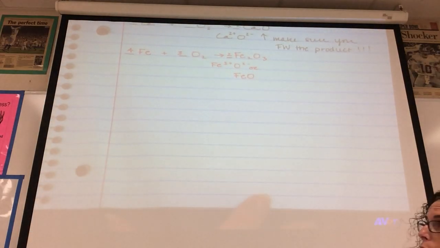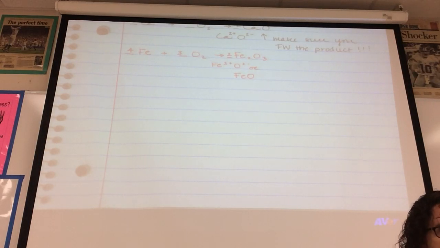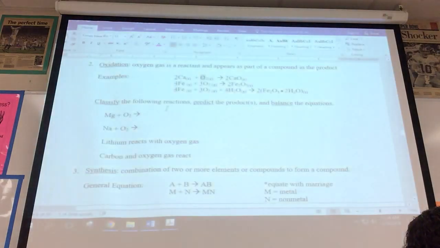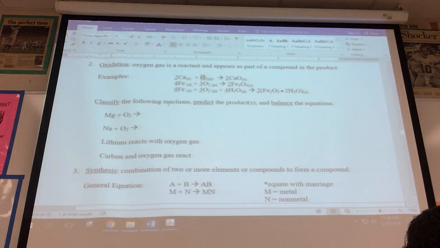Make sure you formulate the products in oxidation reactions. Most of these that you're likely to see will involve a metal and oxygen gas forming an ionic compound. But if you have a non-metal reacting with oxygen gas, you'll form a covalent compound, and there could be more than one right answer there as well. In this section, same directions: classify the following reactions, predict the products, and balance the equations. Let's take a look.